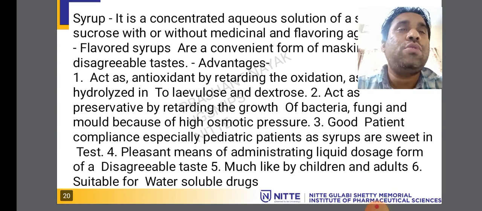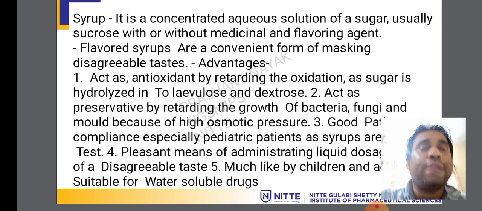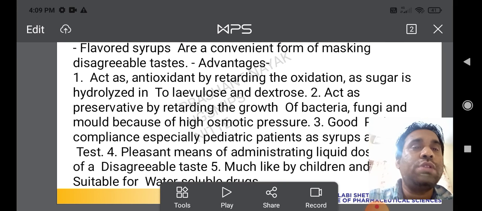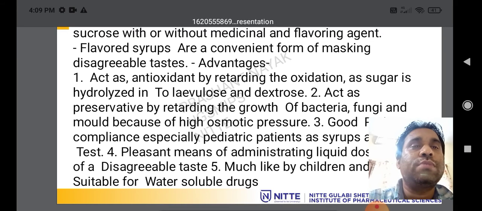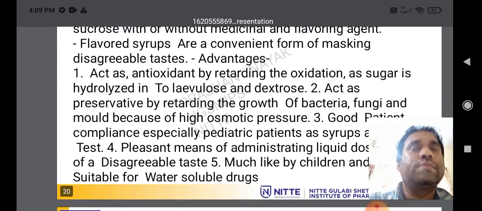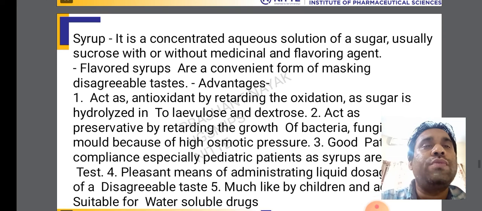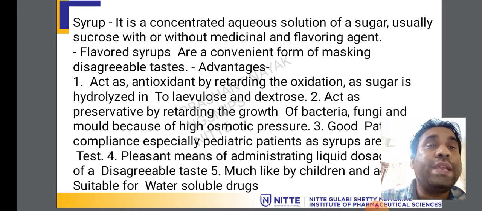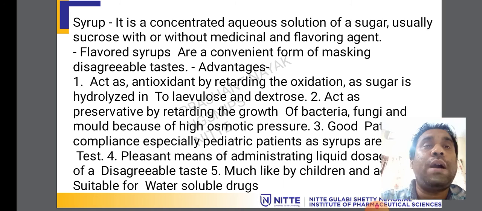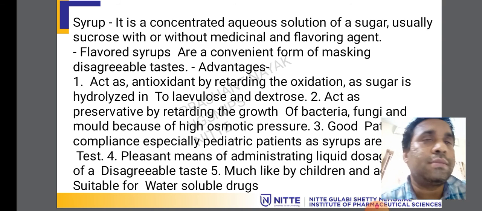Now coming to our next topic, in the liquid dosage forms, we have syrups. Syrups are concentrated aqueous solutions of a sugar, usually sucrose, with or without medicinal and flavoring agents. Flavored syrups are a convenient form of masking disagreeable taste.